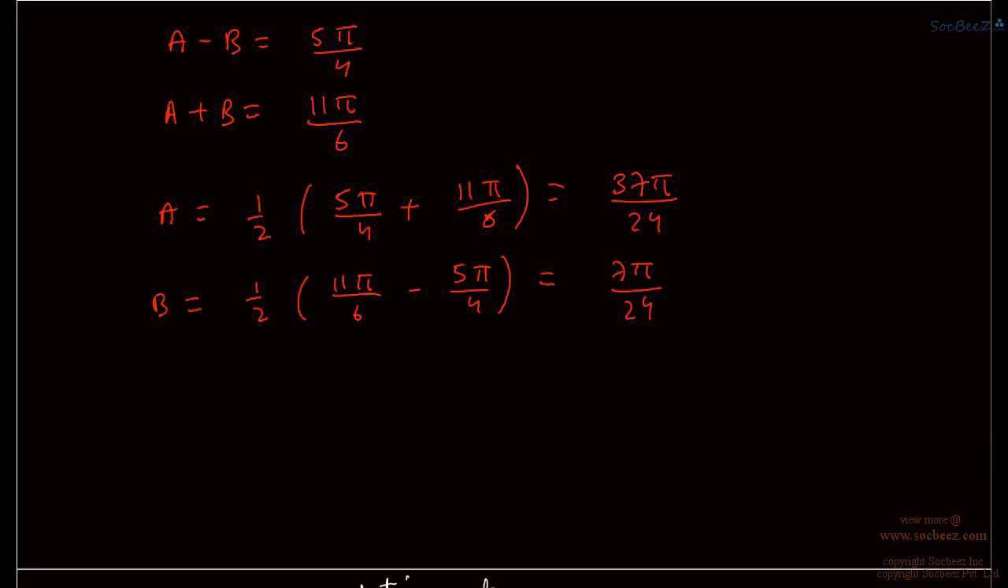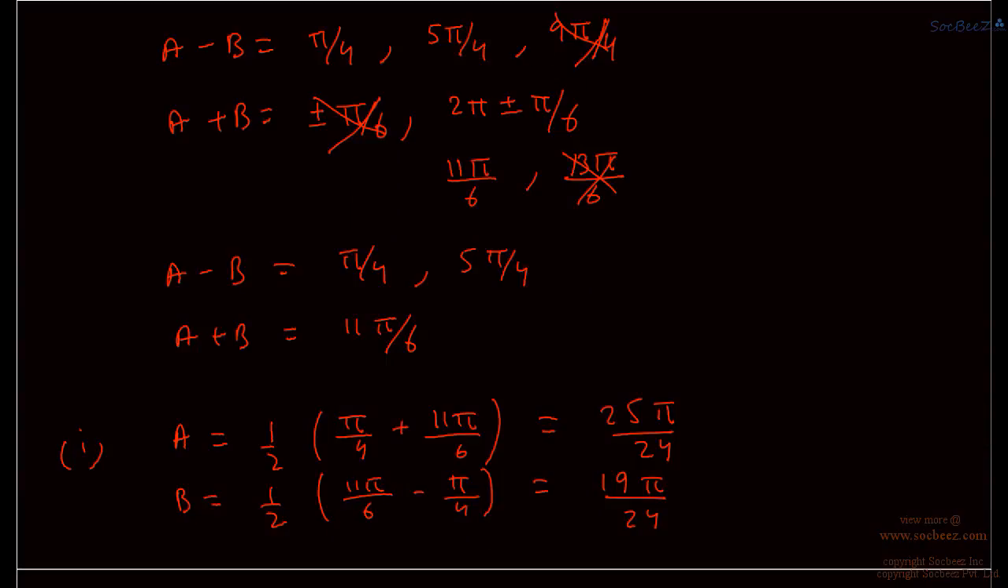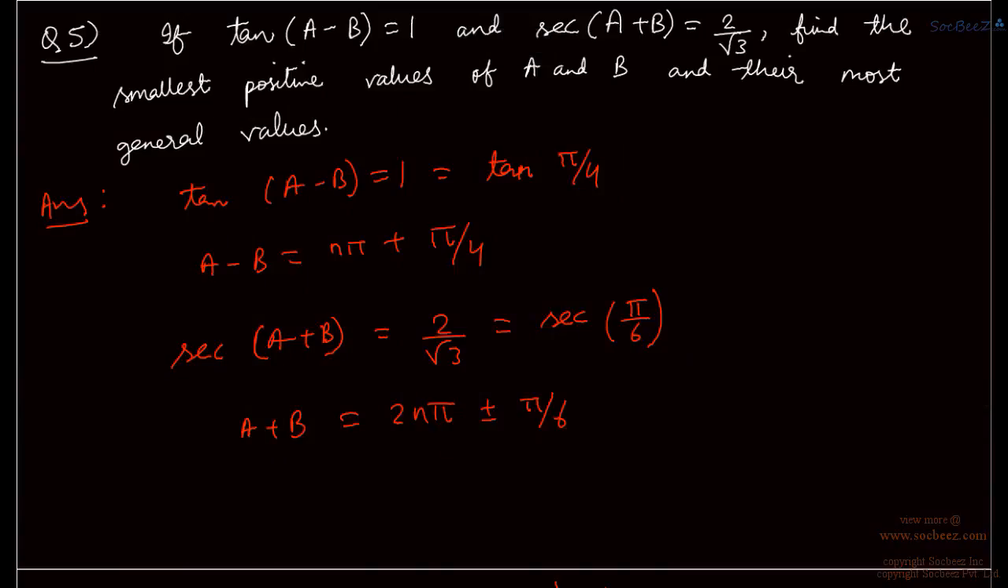So these are the values. From this we have 37 pi by 24, 25 pi by 24 and 19 pi by 24. Now for the general values, we can write these as we wrote the general values earlier itself. A minus b equal to n pi plus pi by 4, and a plus b is equal to 2n pi plus or minus pi by 6.